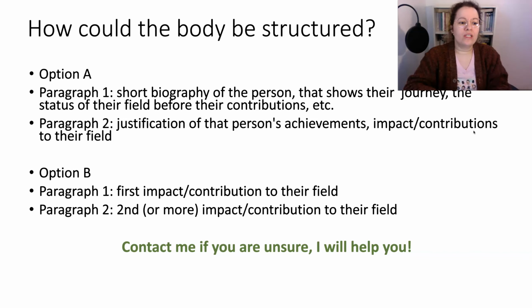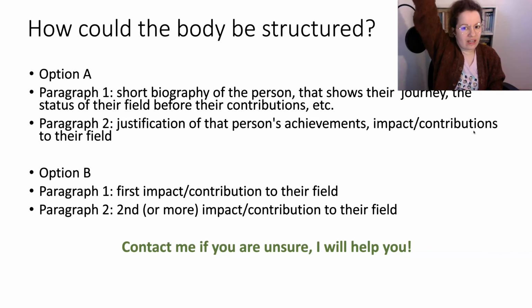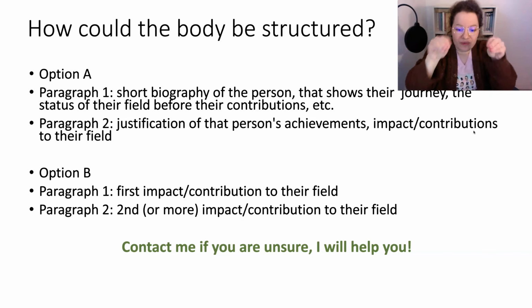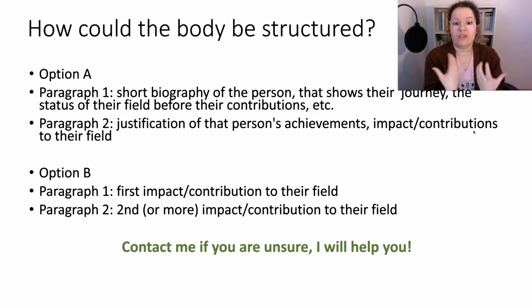And then the second one, then you would use the actual impacts and contributions that this person had on their field. So these would be your justifications. So arguably your second paragraph would be longer than the first one. This is not a biography essay. You don't have to just tell me about this person's life without identifying their actual contributions, okay? You have to focus on their impact, but if you find it pertinent to give some background info on that person's biography, then please do.